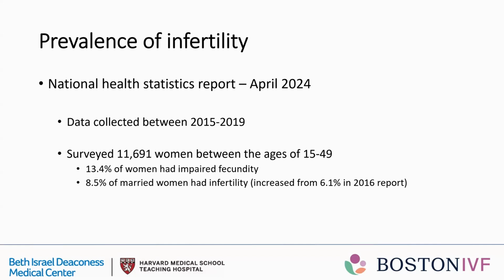Now, in terms of the prevalence of infertility, this was the National Health Statistics Report from the CDC in April of 2024. The data was collected between 2015 and 2019, and they surveyed over 11,000 women between the ages of 15 and 49. What they found was 13.4% of women had impaired fecundity, and 8.5% of married women had infertility. And this probability was increased from the prior report in 2016, where it was 6.1%. So these are not insignificant numbers. So you're bound to see somebody in your clinic that has infertility.